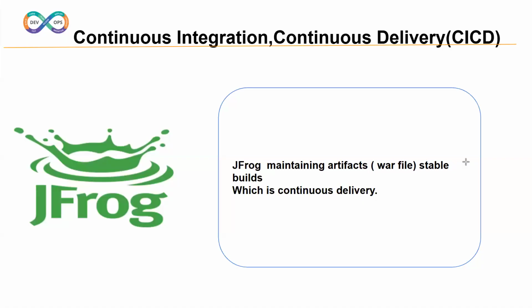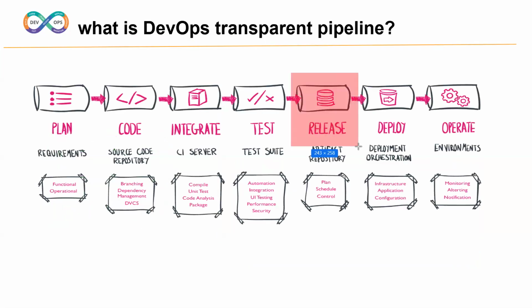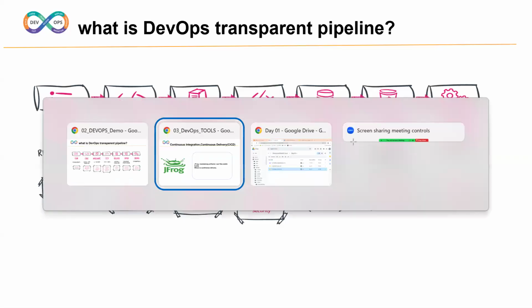But what about JFrog? JFrog is an artifactory. Whatever working software is delivered, we maintain in a release. So continuously we are delivering into the release. JFrog is a release. With the help of Jenkins we implement our CI/CD process, but where exactly are we delivering the release? The release is nothing but JFrog.